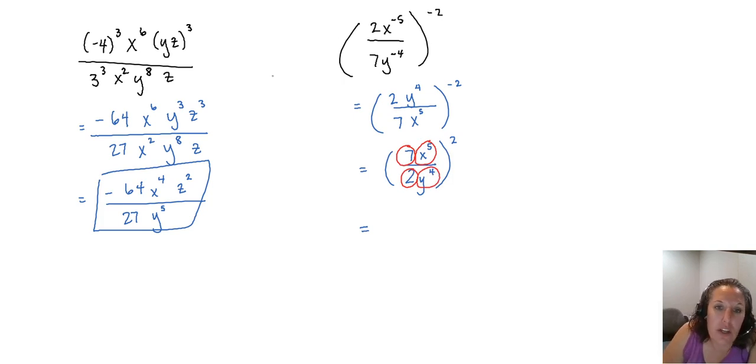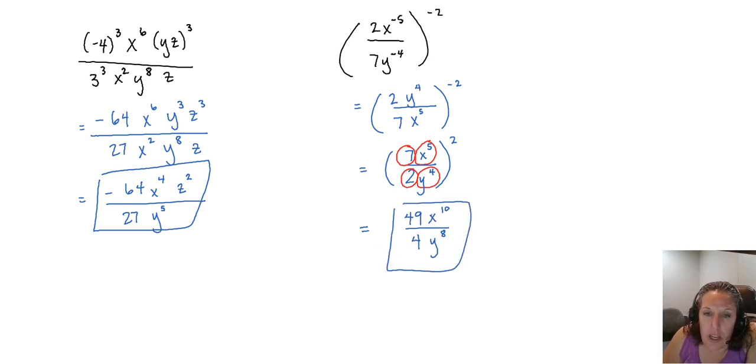So 7 squared is going to give us 49 on the top. X to the 5th squared, that is a power raised to a power, so we are going to multiply those exponents. 5 times 2 is 10, and then 2 squared is 4, and then y to the 4th squared is going to be y to the 8th, and that is as simple as we can get, and we are done.